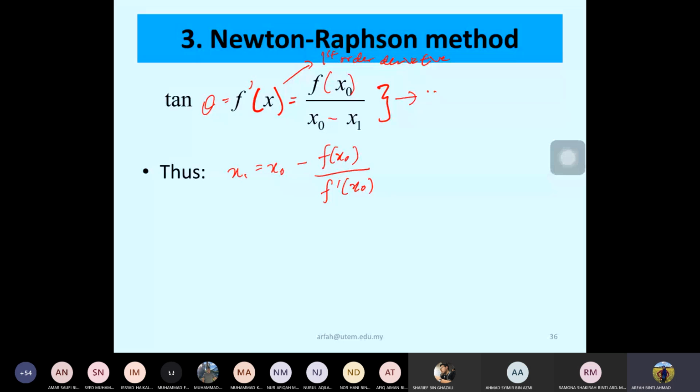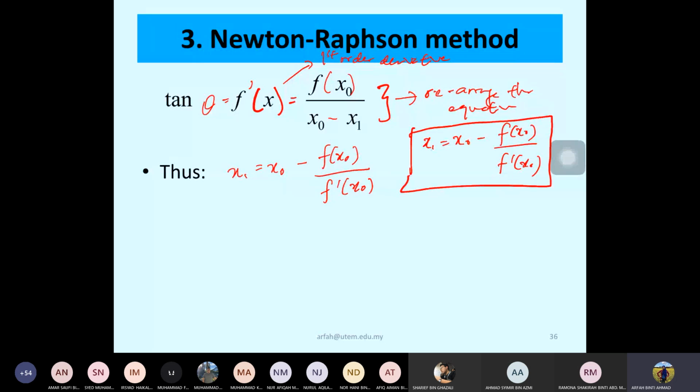So daripada sini kita develop equation ni, awak rearrange the equation so that you will get x1 akan sama x naught minus f. So daripada sini equation ni yang kita akan gunakan untuk dapatkan solution bagi x1 menggunakan Newton-Raphson method, where x naught is your initial value dan x1 adalah awak punya iteration nanti. Iteration ke k, iteration pertama, kedua, ketiga and so on. Nampak this one? So ini untuk x1.